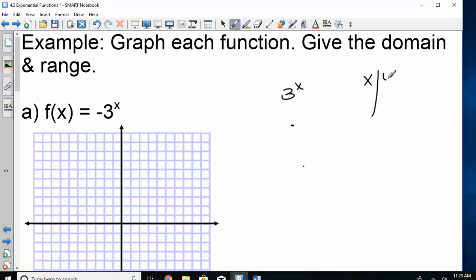So if you wanted to graph that, your 3 points, -1, 0, and 1. 3 to the -1 would be 1/3, 3 to the 0 is 1, and 3 to the first is 3. So I've got -1, 1/3, 0, 1, 1, 3. Remember, parent functions, we prefer dashed lines. You can certainly do more points, but you don't have to.